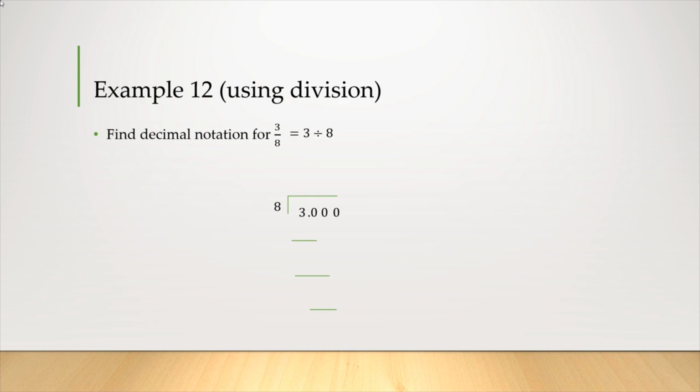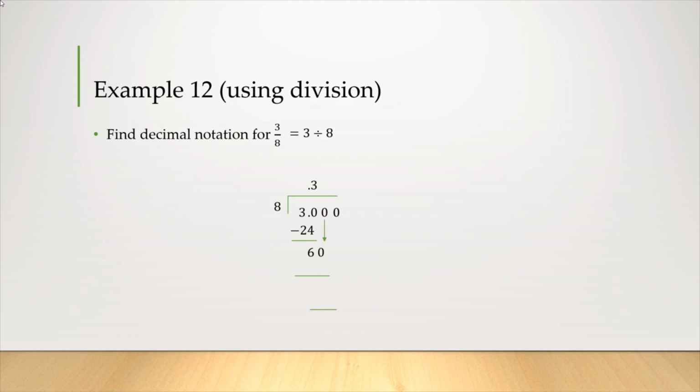So let's see how many times does 8 go into 3. Well, it doesn't. Does 8 go into 30? Yes. It goes into it 3 times. And notice that I just brought up the decimal. You just line it up. And then you pretty much ignore it. So 3 times 8 is 24. We're going to subtract that. 30 minus 24 is 6.